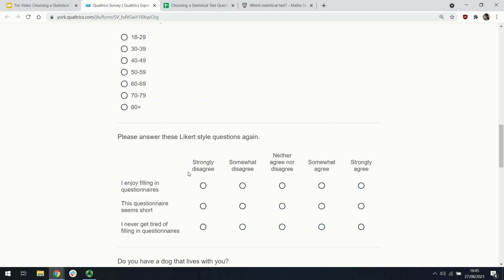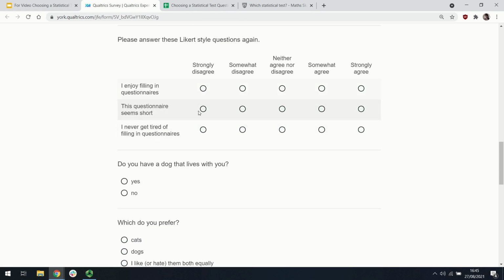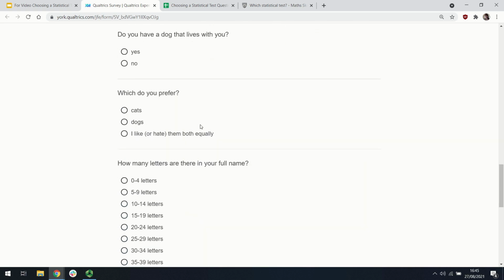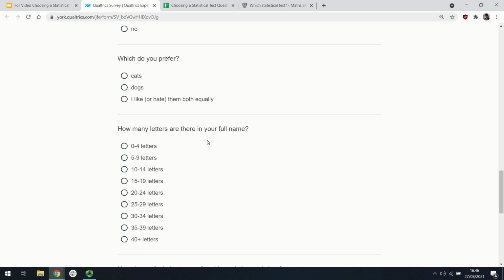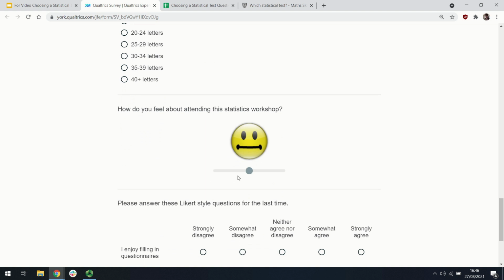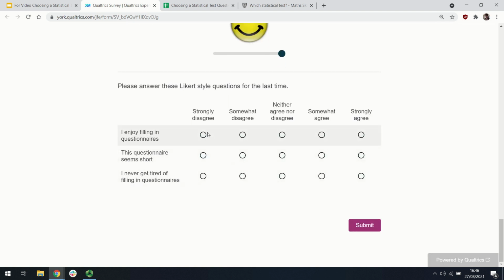We've got gender, age, the same question at the start repeated. Another yes/no question, another categorical nominal question, another sort of categorical question, and then we've got a sliding scale here. And finally, these three questions repeated again.